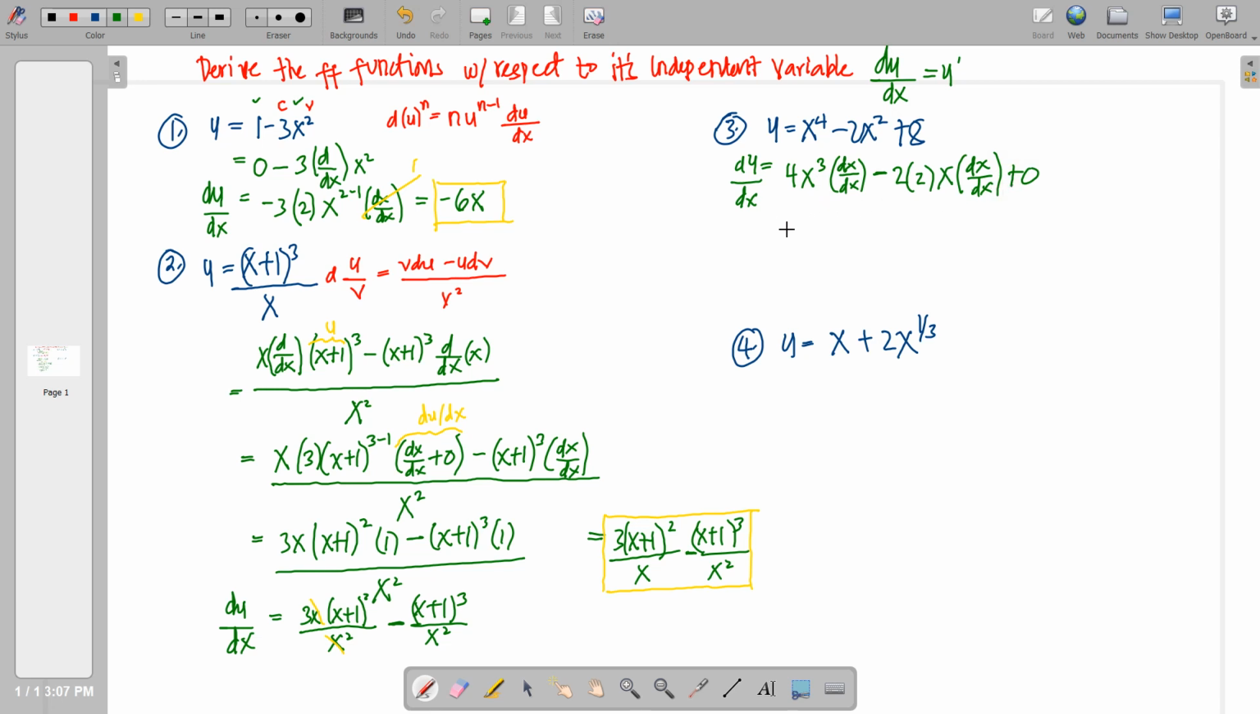So finally, we have 4x cubed minus 4x is equal, and this is actually the answer.